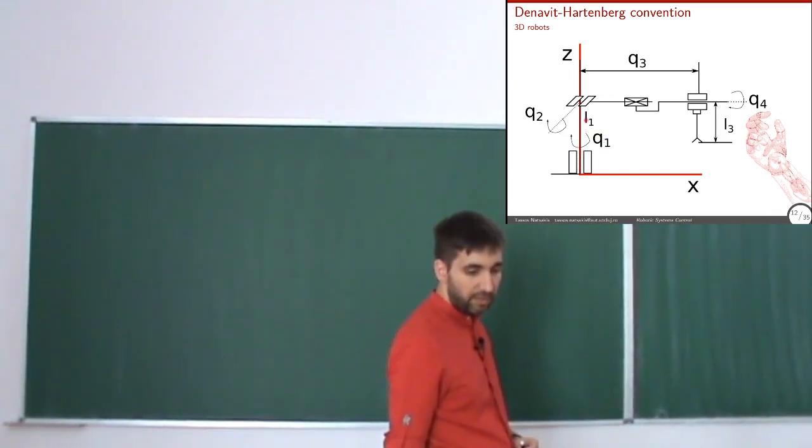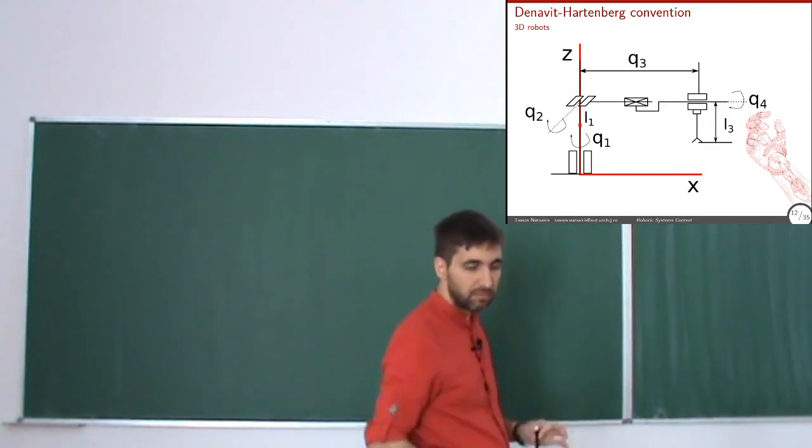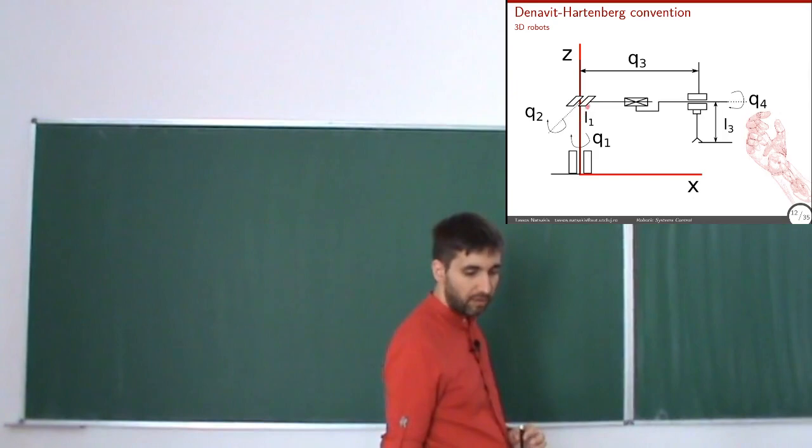Then here we have an element, a link, connecting this joint with this joint. And this link has a length. The length is L1. Clear until now?